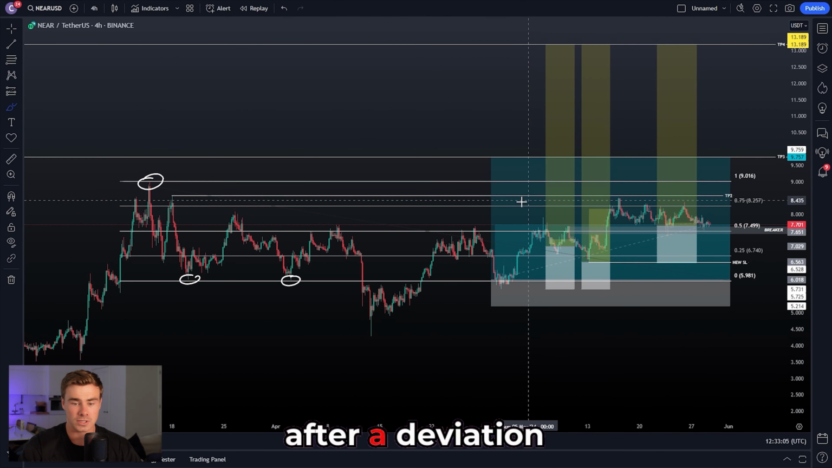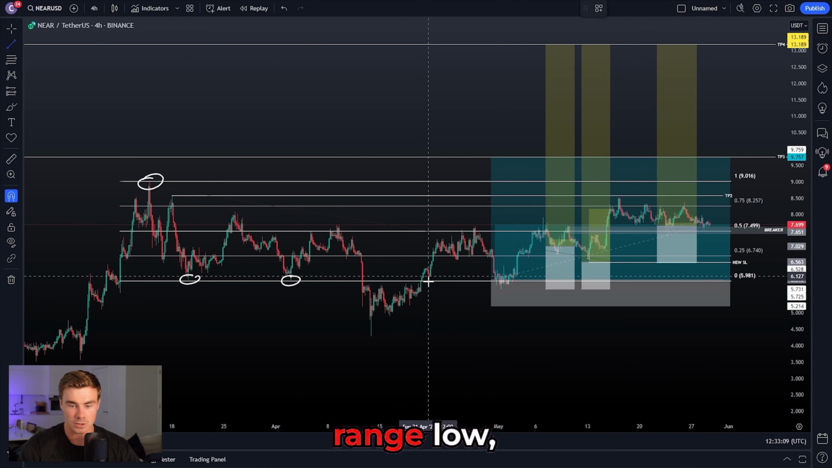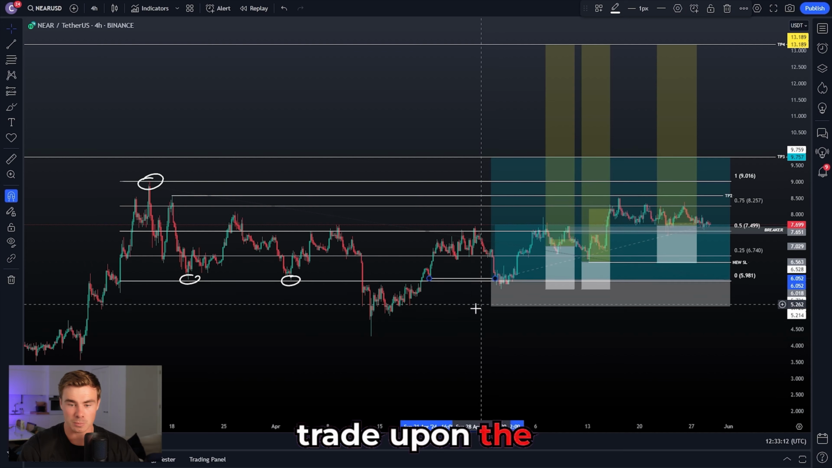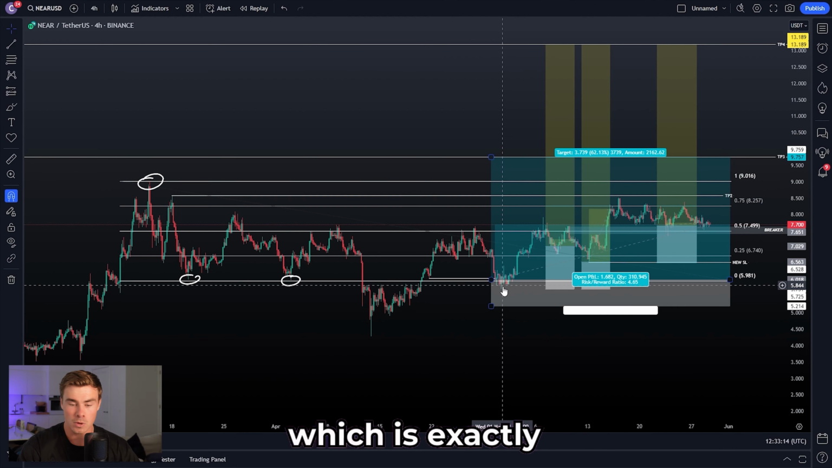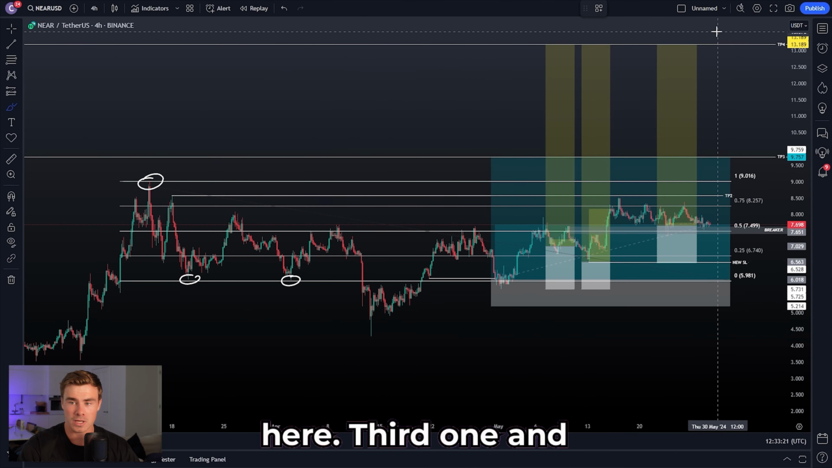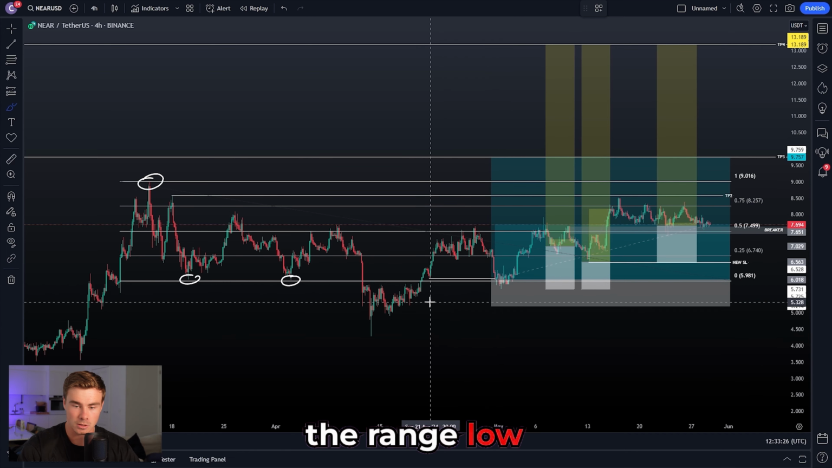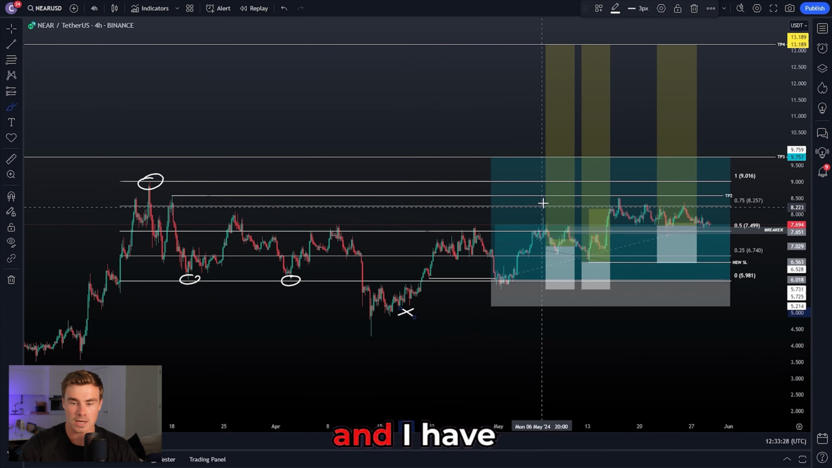We know that after a deviation beneath the range low, if you have a nice inducement above the range low, we can enter a trade on the perfect retest of the range low level, which is exactly what I did, okay? First target was over here, second take profit target over here, third one and fourth one. Now, this is my original position. So I enter on the retest of the range low, invalidation beneath this low, and I have my target.